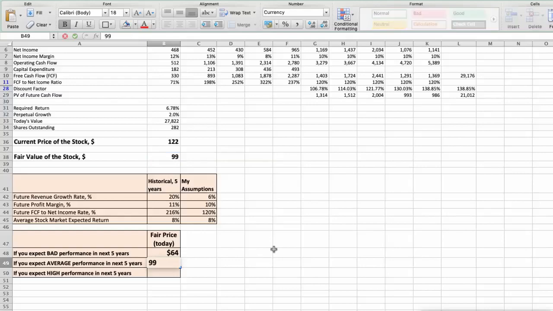Third scenario. Global Payments will have high performance in the next 5 years, and we will use the following parameters in our calculation. Future revenue growth rate would be high, 8%. Future profit margin would be high, 12%. Future free cash flow to net income rate would be high, 140%. In this case, the fair value of the stock today would be $145.